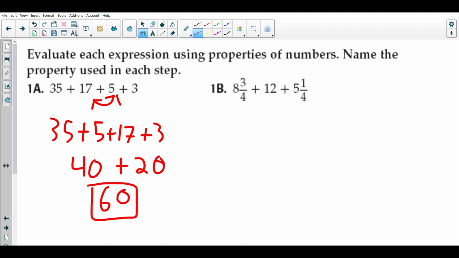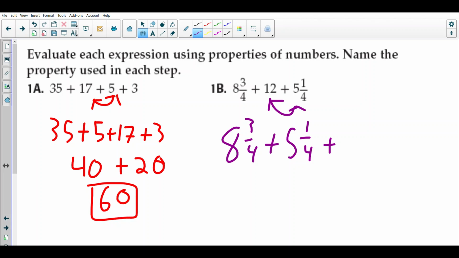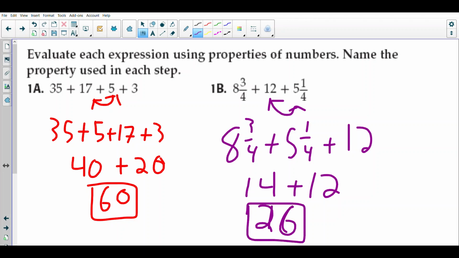Again, this one, I have 8 and 3/4 plus 12 plus 5 and 1/4. I'm going to switch these two, so I have 8 and 3/4 plus 5 and 1/4 plus 12. Well, 3/4 plus 1/4 is just 1 whole. So I end up having 8 plus 5 plus 1, which gives me a grand total of 14, and then 14 plus 12 gives us 26. I'm making combinations of numbers that are easy to do in my head.